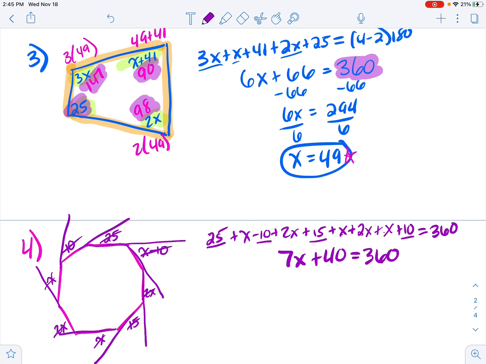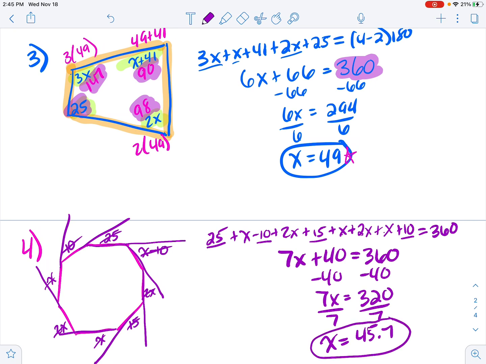So we're going to subtract 40 from each side. So we get 7x equals 320. And then we're going to divide by 7, and x comes out to be 45 point, I'm going to round to tenths, 0.7. Okay, and again, if it wanted you to find each angle, we would plug that back in for each angle. So when you're adding your interior angles together, you're using n minus 2 times 180. When you're adding your exterior angles together, you're always setting it equal to 360.